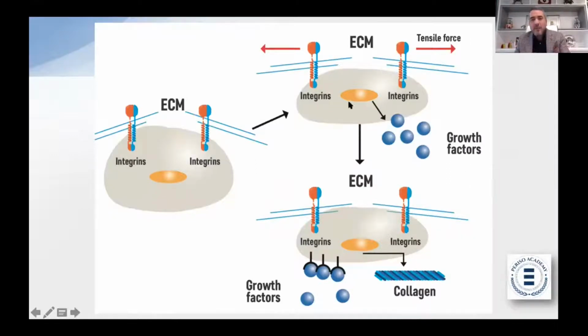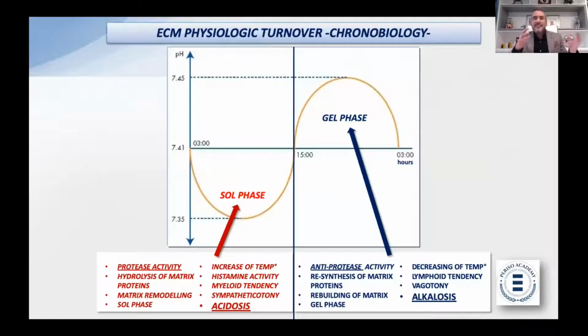At a specific moment, stimulation of the extracellular matrix with a diamagnetic field produces upregulation of growth factors. With growth factor stimulation, they remodel the proteoglycans and the collagens, autologous to the same patient. It is important to understand that the extracellular matrix is turned over physiologically, first in the acid phase and then in the alkaline phase.